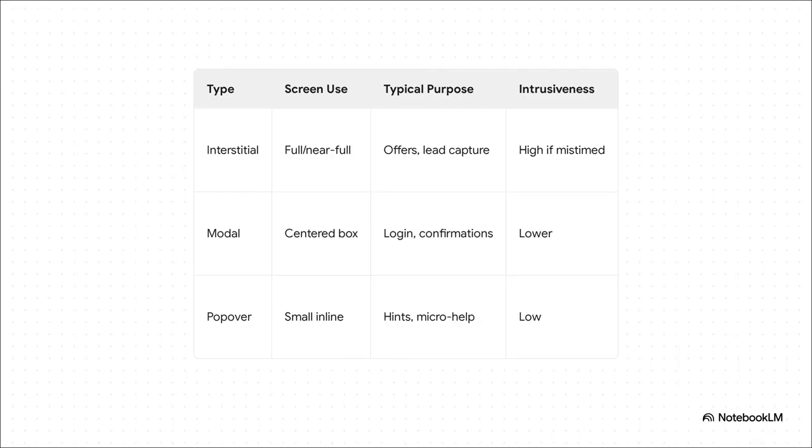And this is a really important distinction. Not every box that pops up on your screen is the same thing. An interstitial, that's the big one, the full screen takeover for major offers. A modal is that smaller guy you see in the middle of the screen for logins. And a popover is even smaller, just a tiny hint. For today, we are focused on the big kahuna, the full screen interstitial.